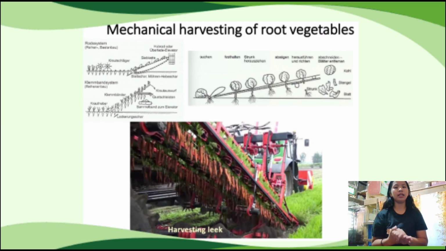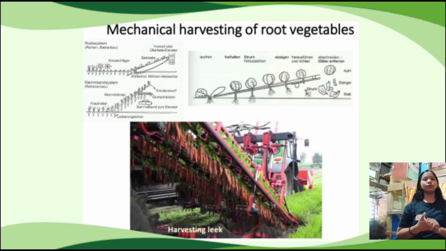As you can see here in the picture, this machine is used for root crops like carrots and leeks. It digs into the ground, lifts the crop out of the soil, and separates them from dirt and debris in one pass. So this method is very effective for large-scale farming because it saves time, reduces labor cost, and allows us to finish the work much faster.